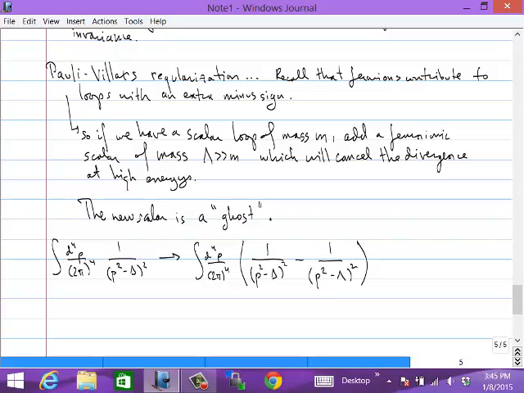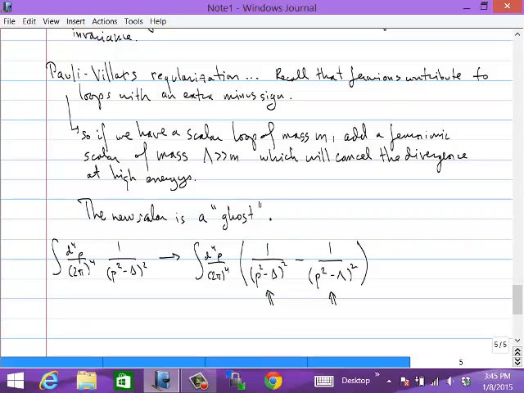Why? Well, the problem was that this term here went like 1 over p to the 4th at large p. But at p much bigger than lambda, this guy also goes like 1 over p to the 4th. So in fact, when you cancel those two terms, the leading behavior at large p goes like 1 over p to the 6th. So you get an integral d4p over p to the 6th, which is convergent at large p.